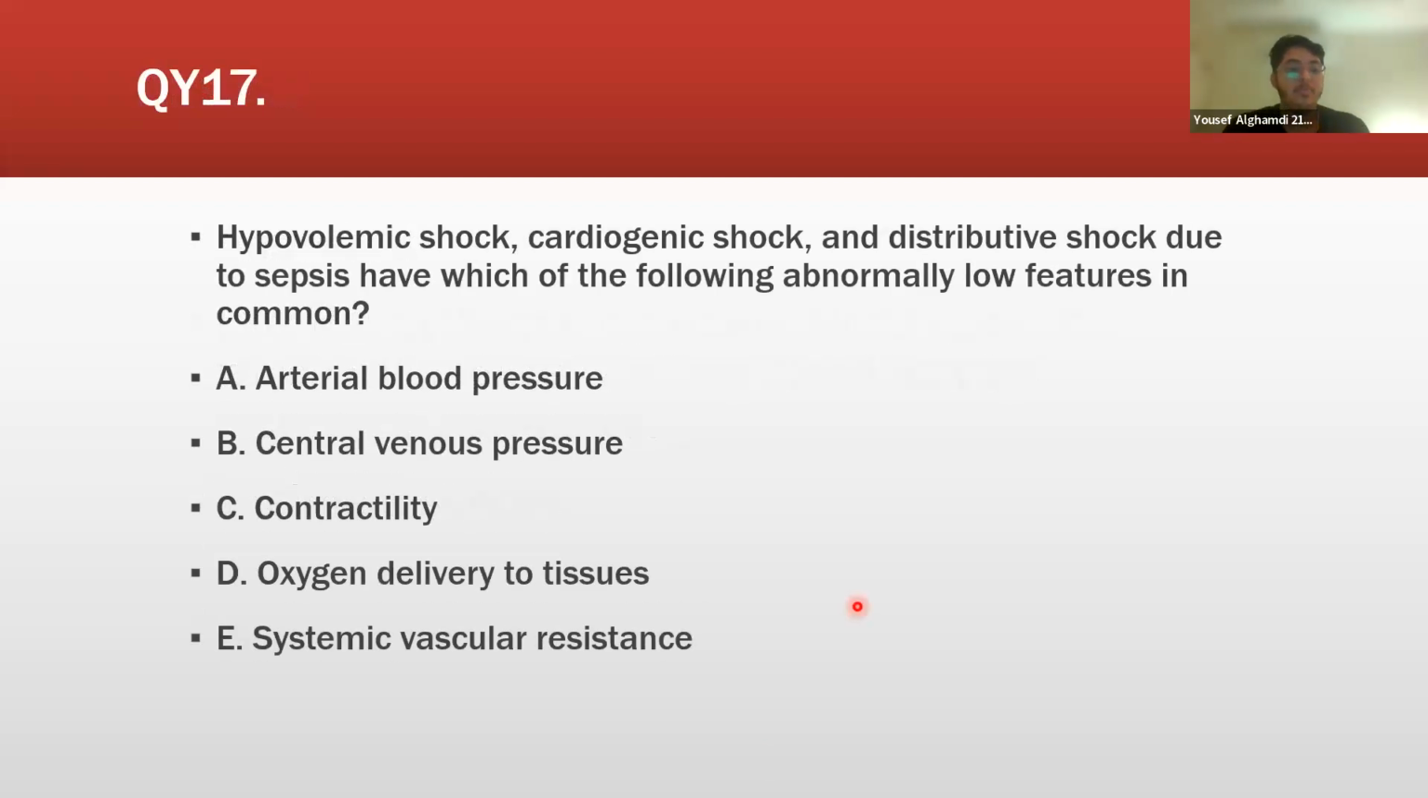Anyway, hypovolemic shock, cardiogenic shock, and distributive shock due to sepsis, so septic shock, have which of the following abnormally low features in common? Saad says D. Why the question mark? Be confident. No, pick one. D or E, pick one. You got this. Trust your gut.